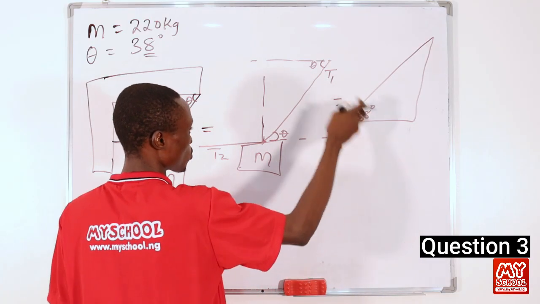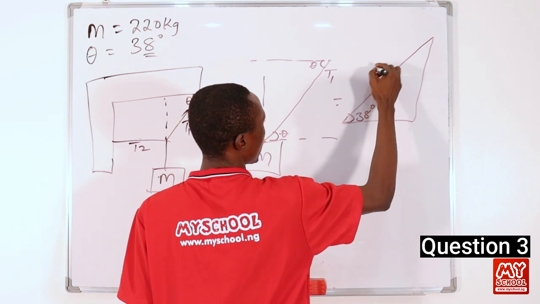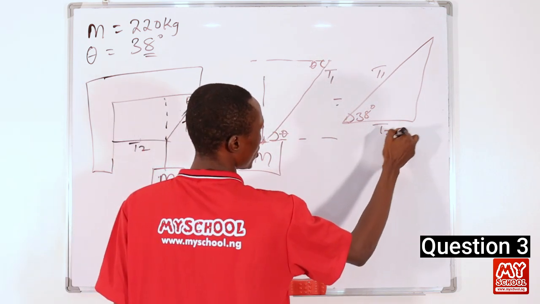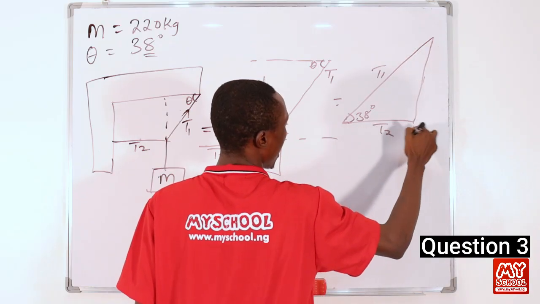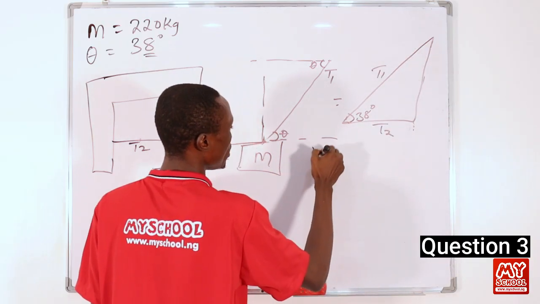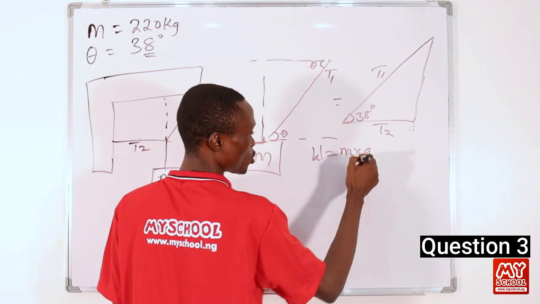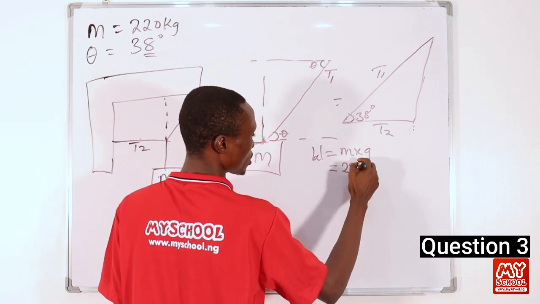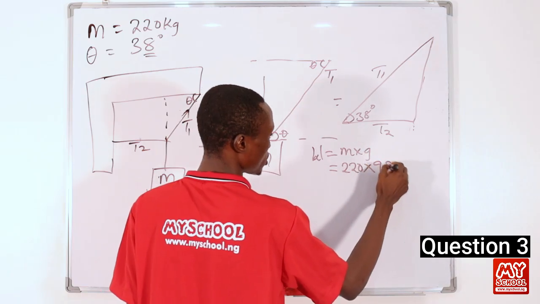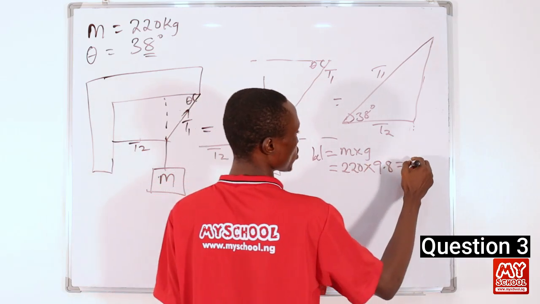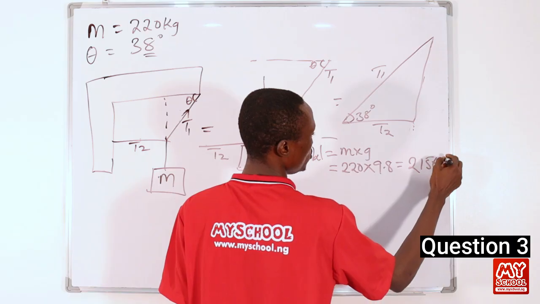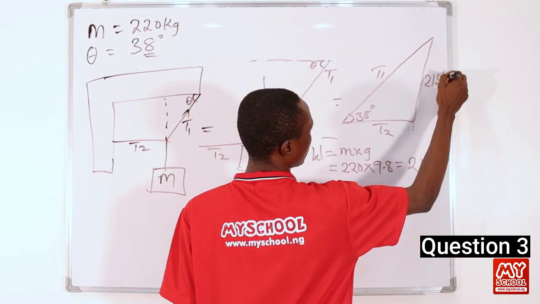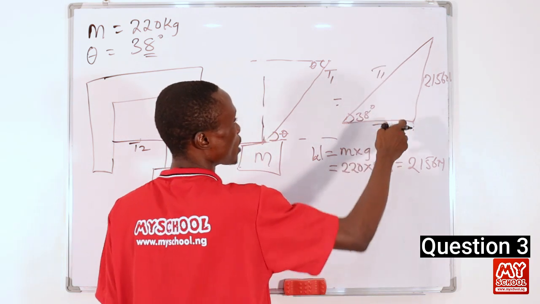According to the question, theta is equal to 38 degrees. So this becomes our T1, which is here, while here, this becomes our T2. This part here becomes our weight, the mass. But we know that weight is equal to mass times acceleration due to gravity. According to the question, mass is equal to 220 kg, times acceleration due to gravity 9.8. Multiplying this together, this will give us 2,156 Newton. So this part is 2,156 Newton. So we can actually calculate for T1 and T2.